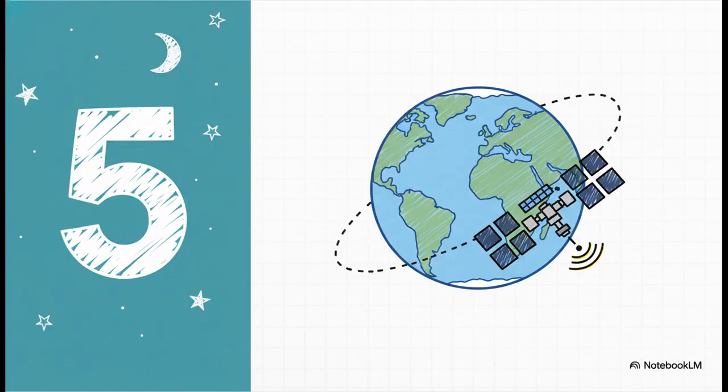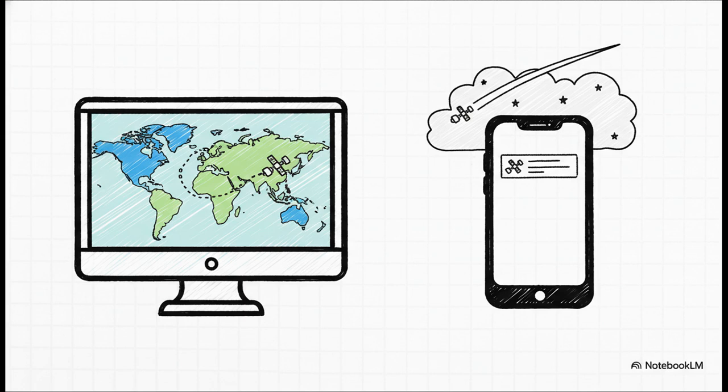Okay, for our last one, let's go from the kitchen to outer space. This one is super simple, but it is just so cool. It's an API that does one thing and one thing perfectly. It tells you the exact real-time location of the International Space Station. I mean, how amazing is that? This isn't old data. This is happening right now.